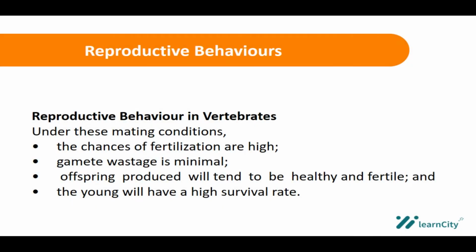Now, the reason why the mating conditions must be this way is that under these conditions, the chances of fertilization are high. Also, gamete wastage is minimal. The wastage of gametes isn't going to be as much as when we don't have these mating conditions satisfied. Offspring produced under these conditions tend to be healthy and fertile, and the young will have a high survival rate. That's why we must have all of these mating conditions before sexual reproduction can take place.